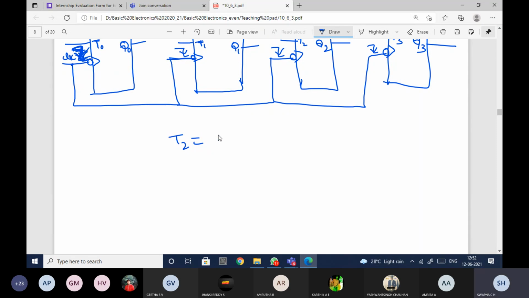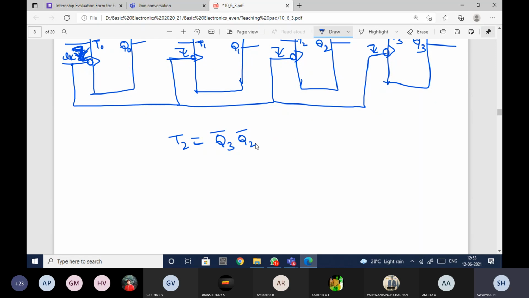I'm thinking that all of you are writing the equations. Q3 bar, writing everything. So if you just observe rows 0, 1, 2, 3, when it is 0, 0, 1, 1, the T2 output is 1, right?